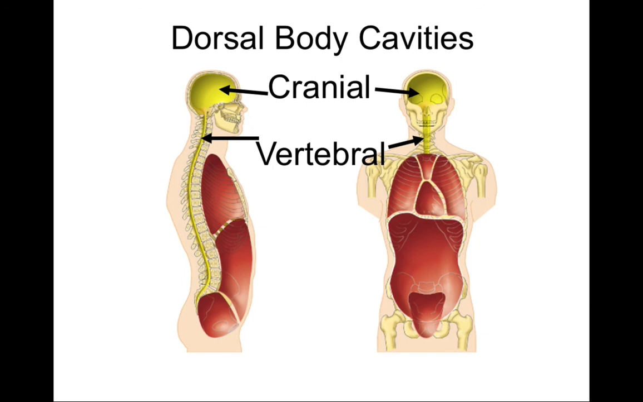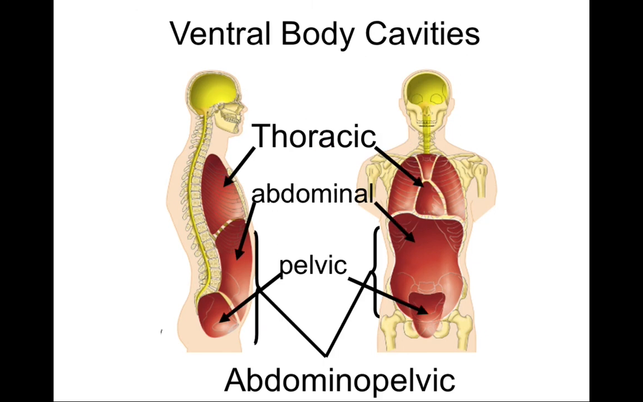As we go through these body cavities, I want you to focus especially on what their contents are. So the cranial and vertebral cavities are considered dorsal body cavities. The cranial cavity contains the brain, and the vertebral canal contains the spinal cord. The dorsal body cavities tend to be a little bit more straightforward than the ventral body cavities. Let's take a second to break these cavities down.